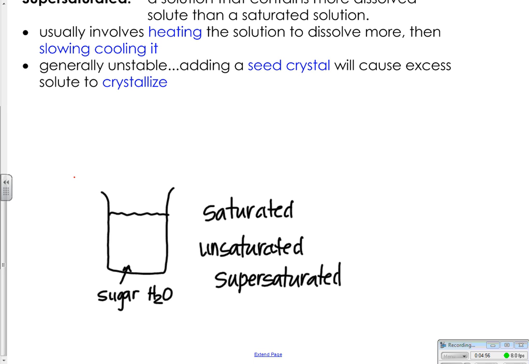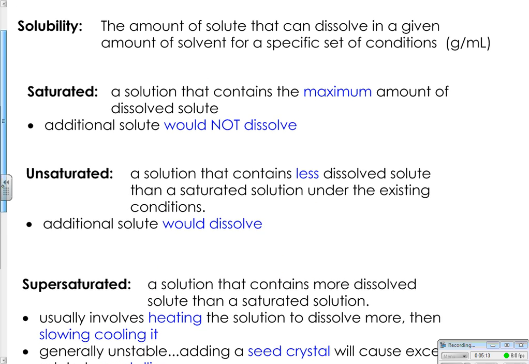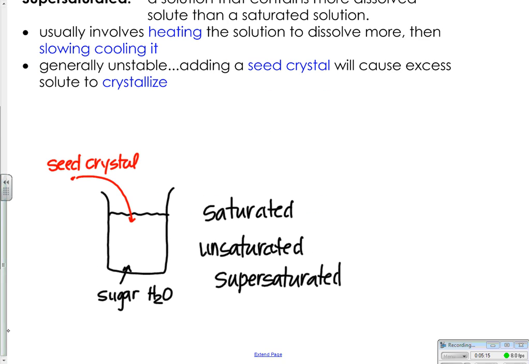Well, I'll give you a hint. You should add one seed crystal. So just one crystal is all you'd add. And think about what it would do if it were saturated. Going back to our definition, if it's saturated, it would not dissolve. So that seed crystal should just fall to the bottom and not do anything.